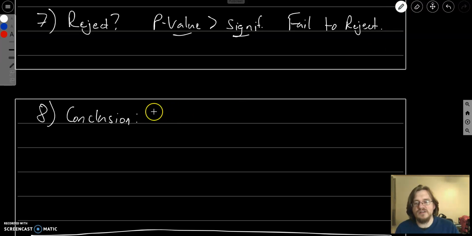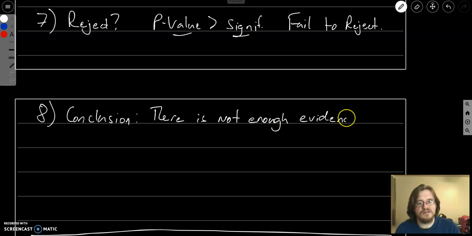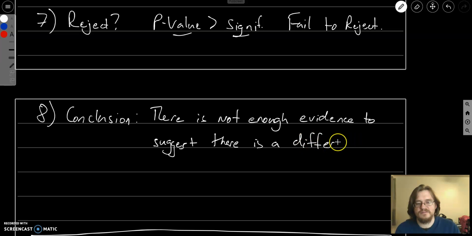So our conclusion would be that there is not enough evidence to suggest that there is a difference between male and female professor evaluations.